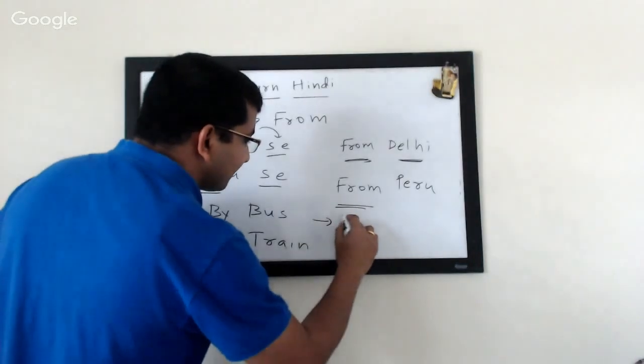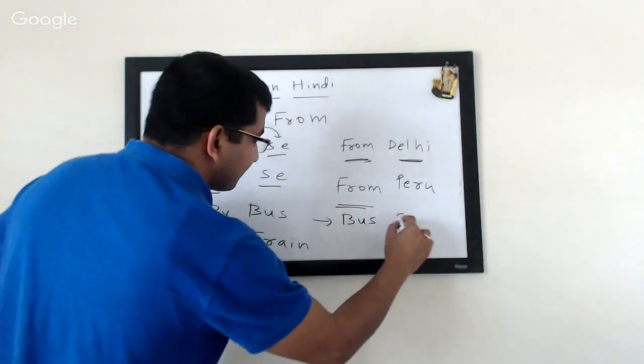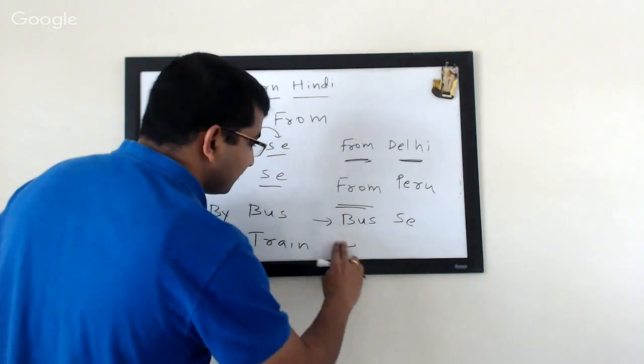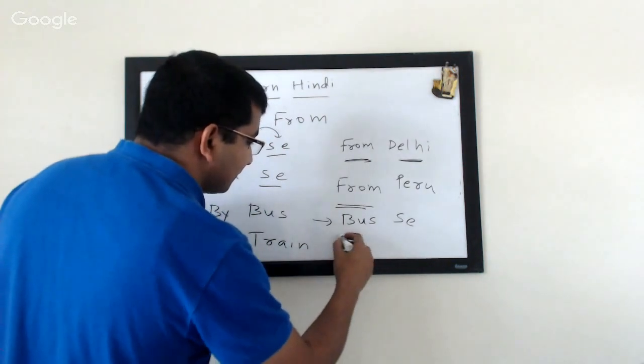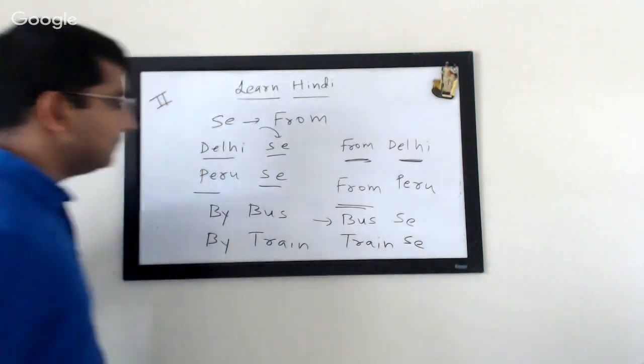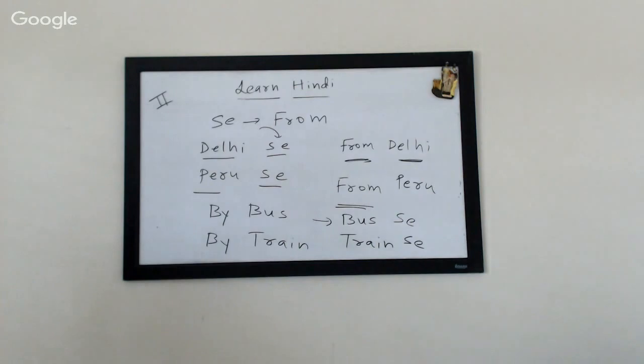क्योंकि बस से, ट्रेन से, by or via anything, right?